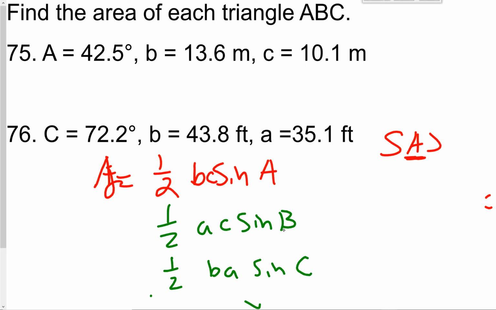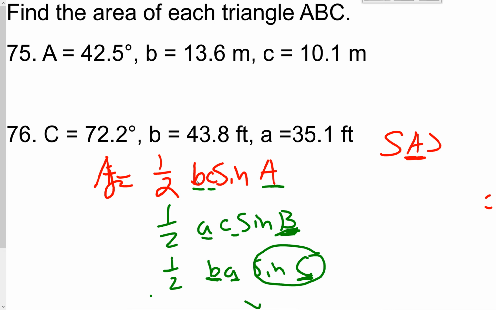So whatever angle I have, my two sides have to be different than that. I can't have the opposite side. So if I have angle C, that means I'm going to have A and B. If I have angle B, then I have sides A and C. And if I have angle A, then I have the other sides, B and C.